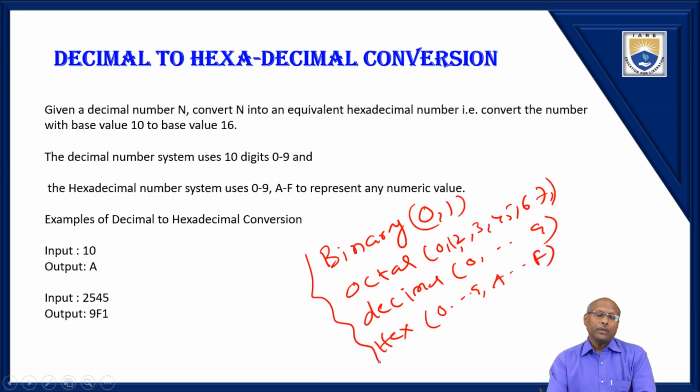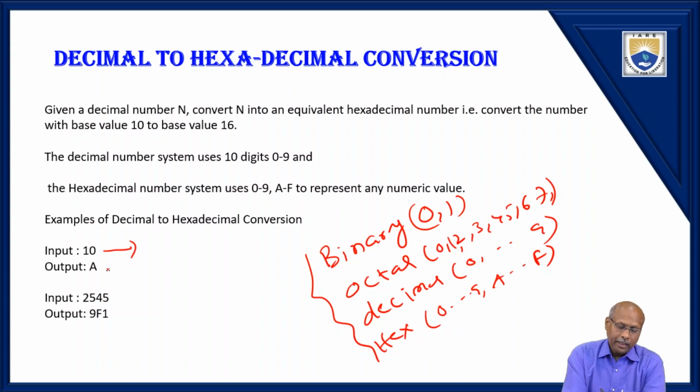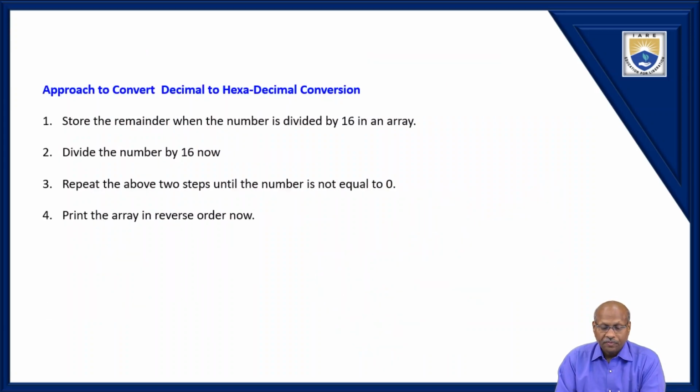There are 4 different types of number systems. Here our goal is to convert the number which is given in decimal format into the corresponding hexadecimal value. For example, if I give 10, the answer should be A. Similarly, if I give 2545 in decimal, the answer is 9F1. So now we'll write a procedure for this.